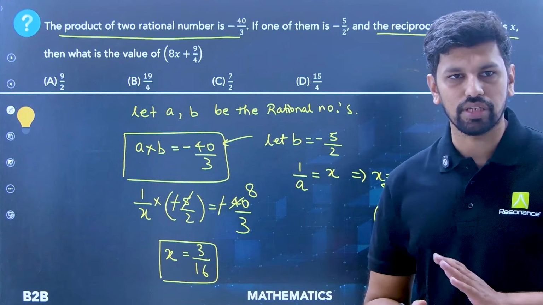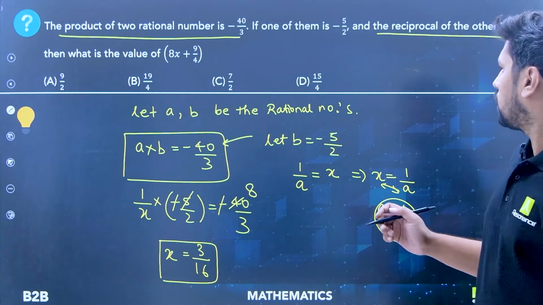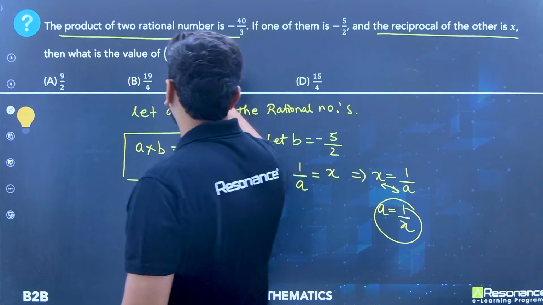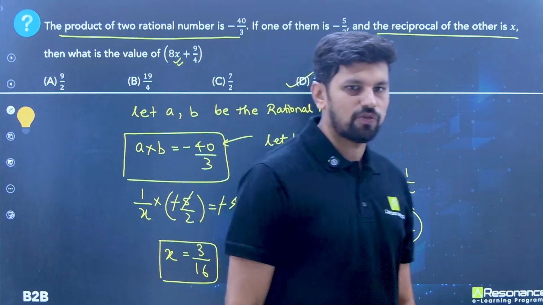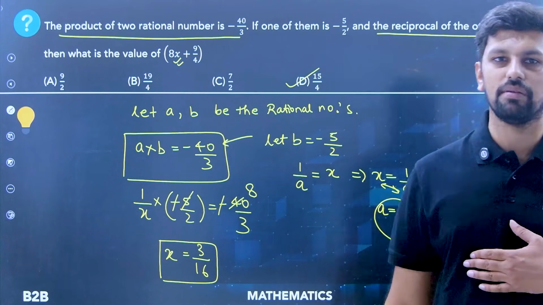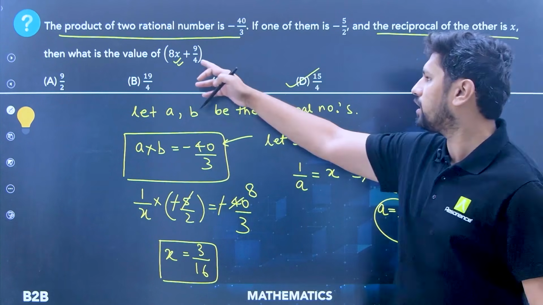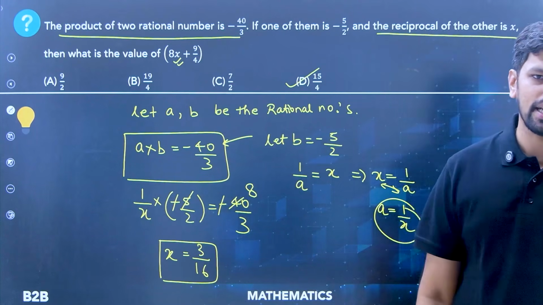Now everybody understood this one? Now I will put x equal to 3 by 16 here, and I will get answer as 15 by 4. Yeah, the correct answer is 15 by 4, because we have to find the value of 8x plus 9 by 4.